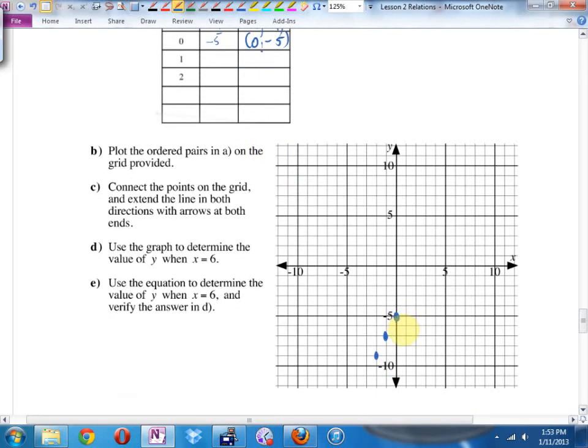Spot pattern? Looks like 2 up, 1 over. Now let's do the math in the table, and let's see if it continues with that 2 up, 1 over, because that's the way we can check our answer without actually having to check our answer.